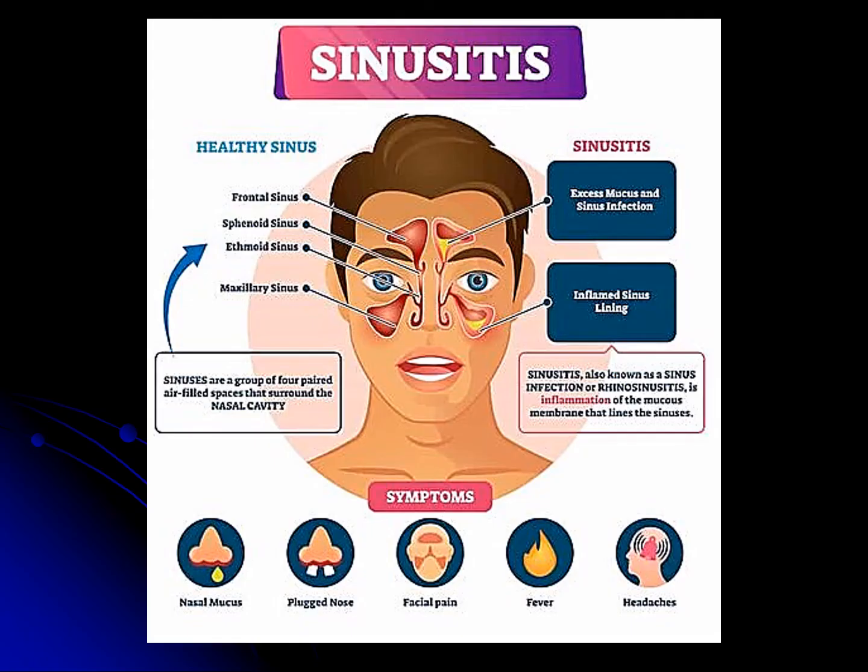So the inflammation of the sinuses is known as sinusitis, which is a very common condition, especially in the winter season. This side is showing the normal sinuses: frontal, sphenoidal, ethmoidal, and maxillary. And here we can say the sinuses have fluid inside, excessive fluid. Normally, the sinuses contain only air.